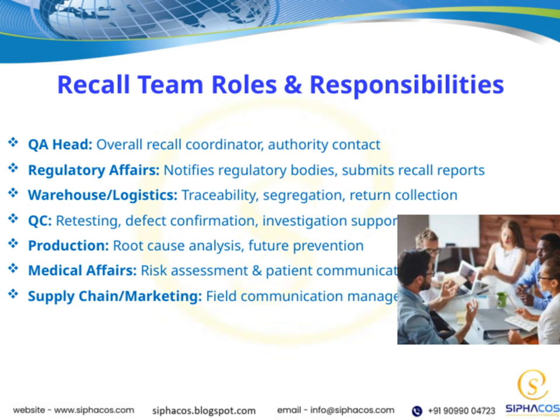First, the QA head acts as the overall recall coordinator and is the main point of contact for authority communications. They oversee the entire process to ensure it runs smoothly. Next, the regulatory affairs team is responsible for notifying regulatory bodies and submitting all required recall reports. This is critical for compliance and transparency. Then we have warehouse and logistics, who handle traceability, segregation, and the collection of returned products. Their work ensures that the affected items are properly tracked and contained.